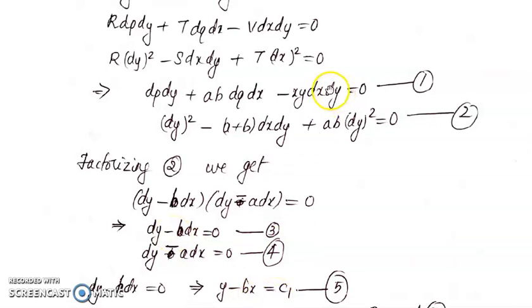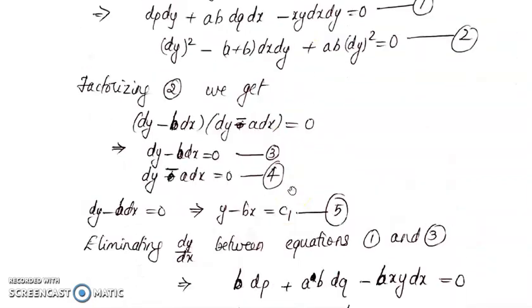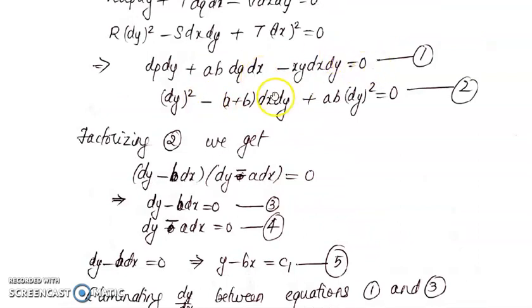And now we will eliminate dy by dx from equation 1. That will reduce the equation to a simpler form, and we will get a relation involving p and q. So y is equal to bx plus c1, and dy by dx will be b. Now from equation 1 we can eliminate dy by dx. Divide equation 1 throughout by dx. So you will get dp into dy by dx, and you can replace dy by dx by b.